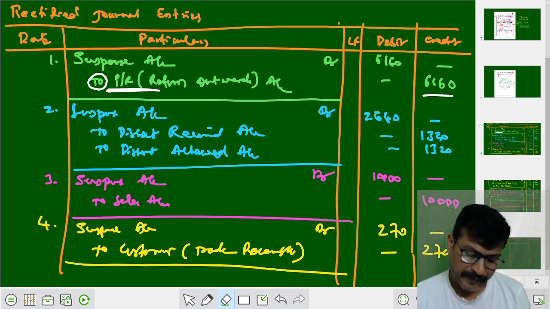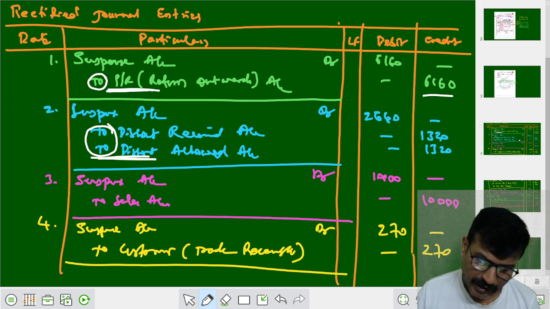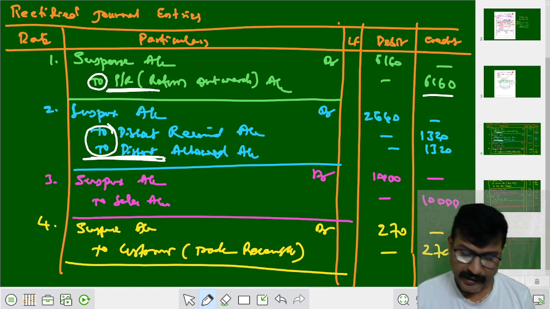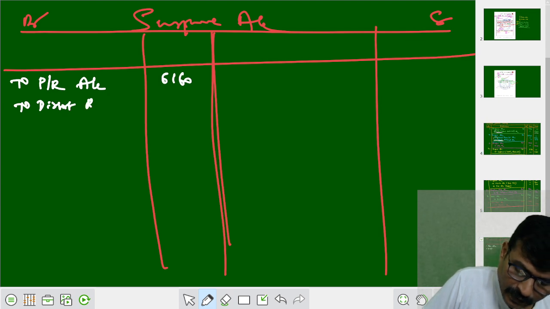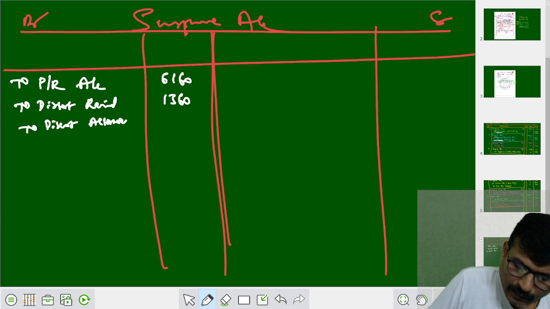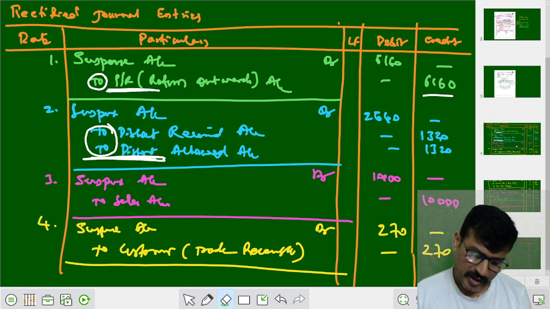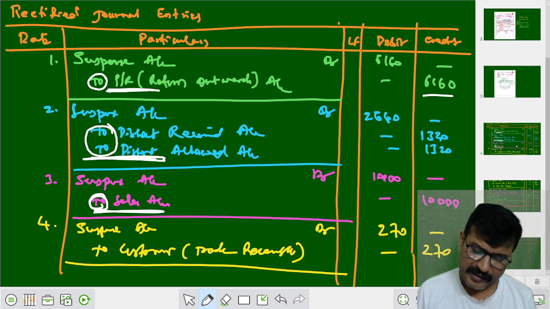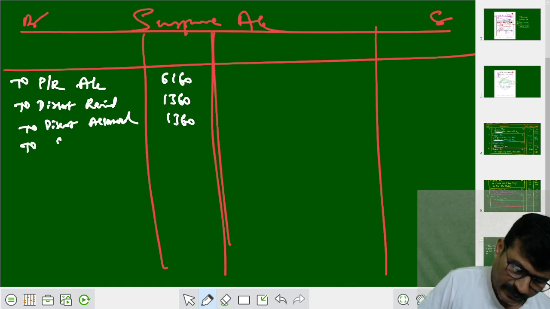Okay. See the next one. Suspense account debit to discount received, to discount allowed. Both are in the credit of the journal. So they come to the debit of the ledger as discount received 1,360. Discount allowed 1,360. See the next one. Suspense account debit to sales. Sales is in the credit of journal. So it comes to the debit of ledger, to sales account, rupees 10,000.